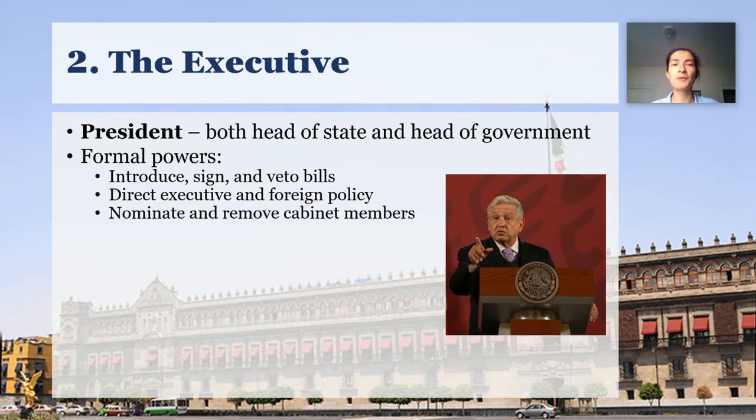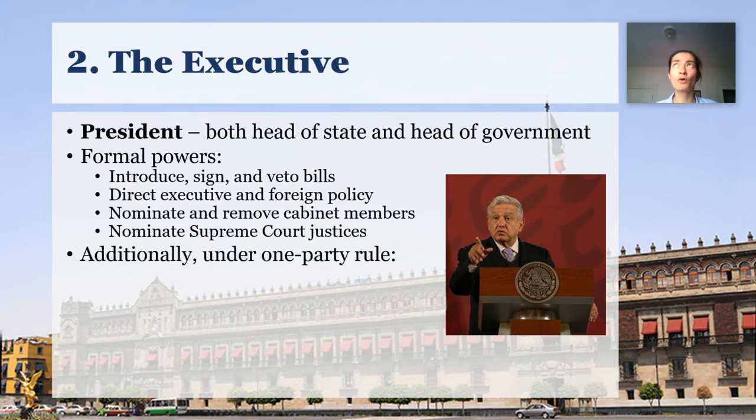The president can nominate his cabinet members and also remove them. The cabinet is accountable to the president. And finally, the president has the power to nominate Supreme Court justices, which I'll say more about when we get to the judiciary. Under one-party rule, so before 2000, the presidency was an extraordinarily powerful office. And so there are a couple of additional, both formal and informal sources of power for Mexico's president before 2000 that made the presidency so important.